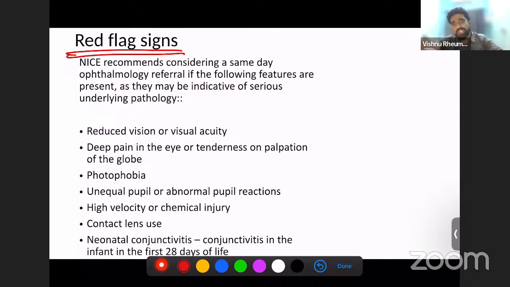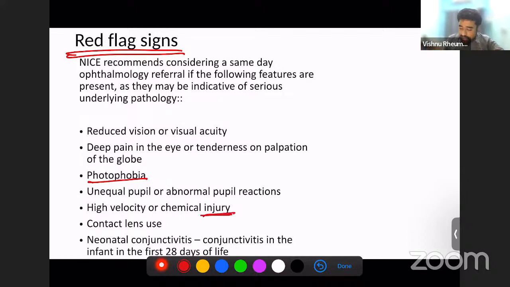Obviously decreased vision is something that you would immediately refer. Deep pain, deep boring pain, as we say, something like in scleritis or acute angle closure glaucoma, all of these conditions, you will refer immediately. Photophobia is another, which can be a severe conjunctivitis or a uveitis. Unequal pupil or abnormal pupil reactions may even be a possible neuritis manifestation.